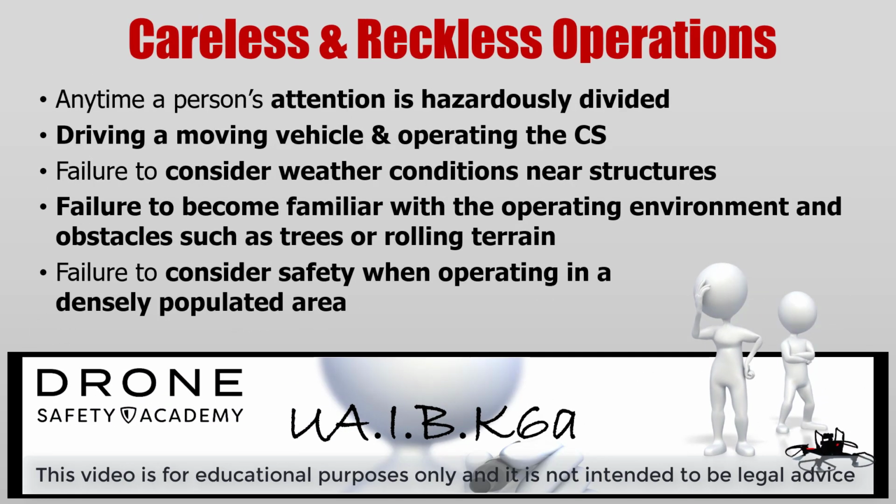Examples of careless or reckless operations include any time a person's attention is hazardously divided. This includes any crew member driving a moving vehicle while operating the control station, a failure to consider weather conditions near structures. The wind just might blow the UA into a building. Failure to become familiar with the operating environment and obstacles such as trees or rolling terrain. And also failure to consider safety when operating in a densely populated area.